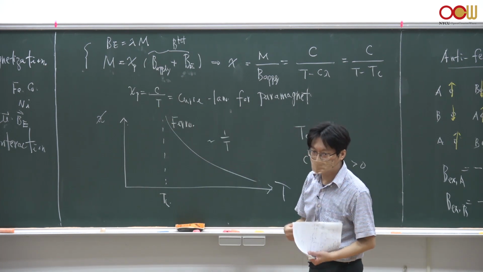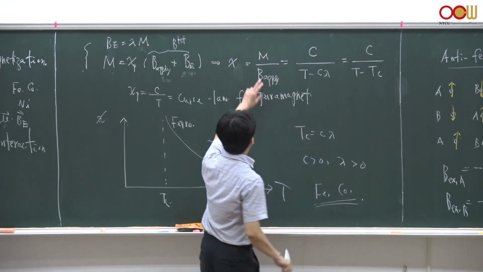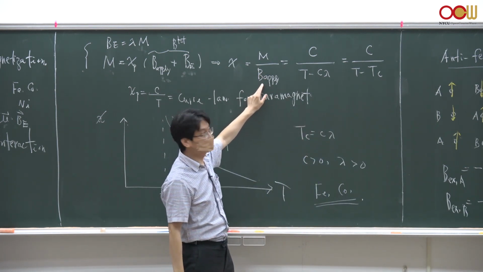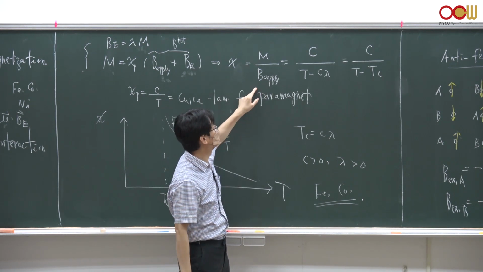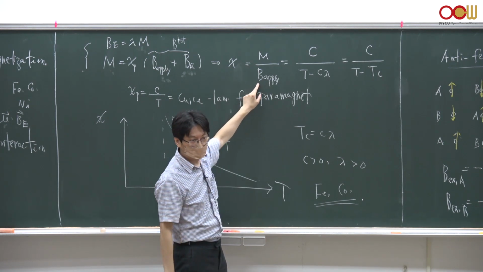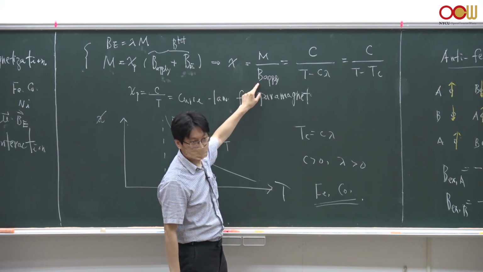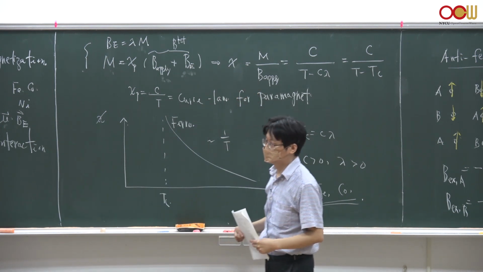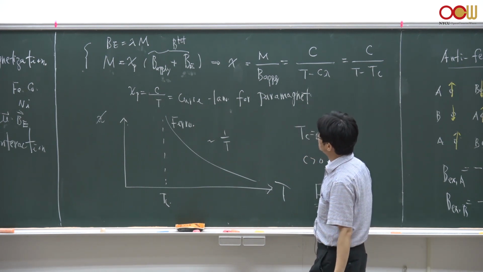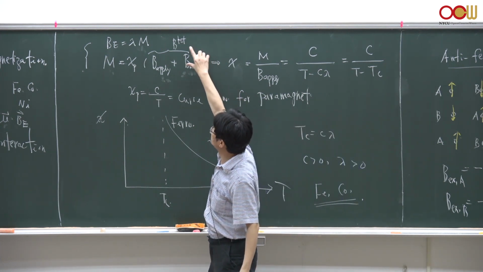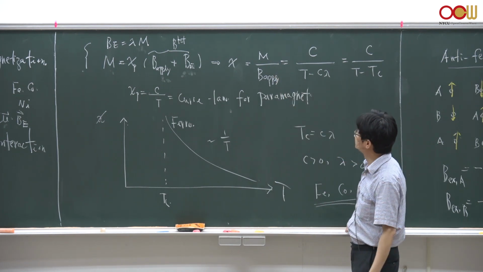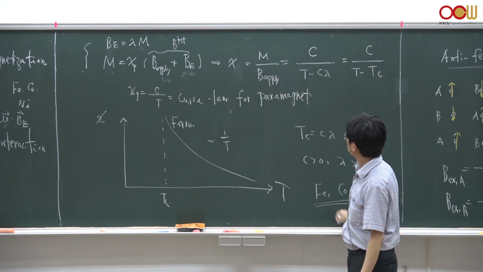However, in experiments, what we really measure is the ratio between the magnetization and the applied field. So you only take the ratio between M and B applied, and you don't include this exchange field in the definition of your susceptibility measurement. Okay? But you could actually solve these two equations simultaneously and get the ratio between M and B applied.